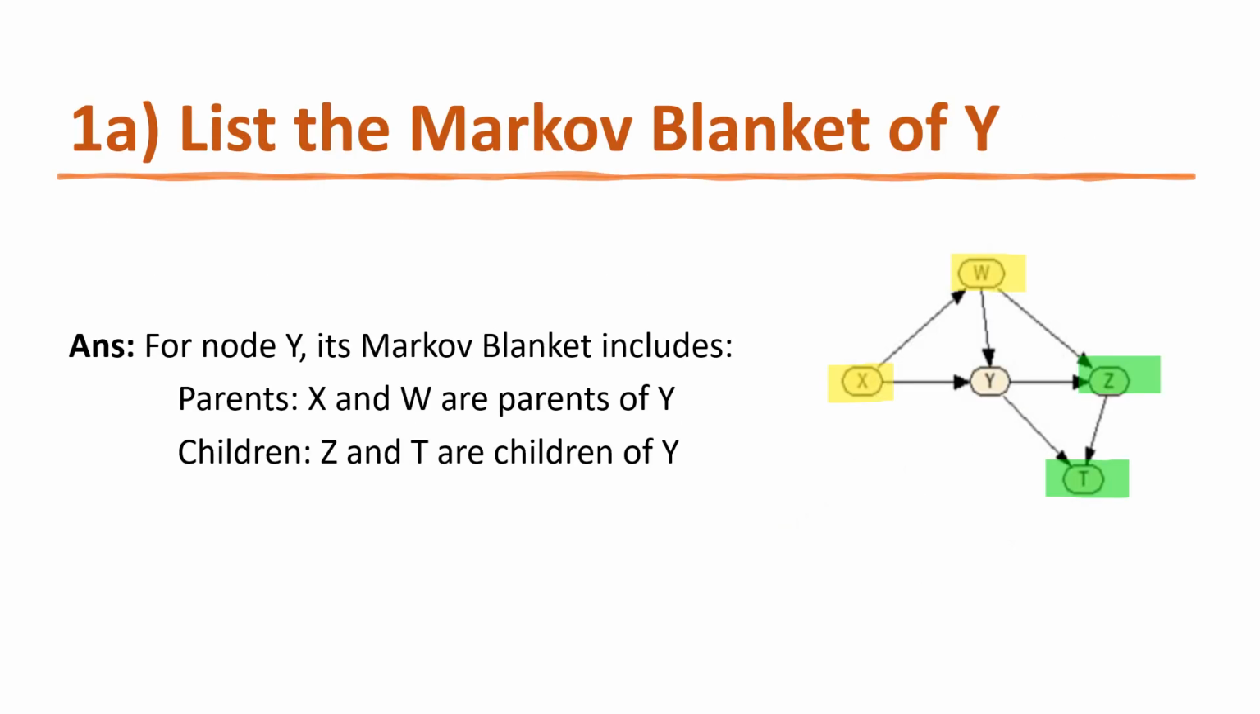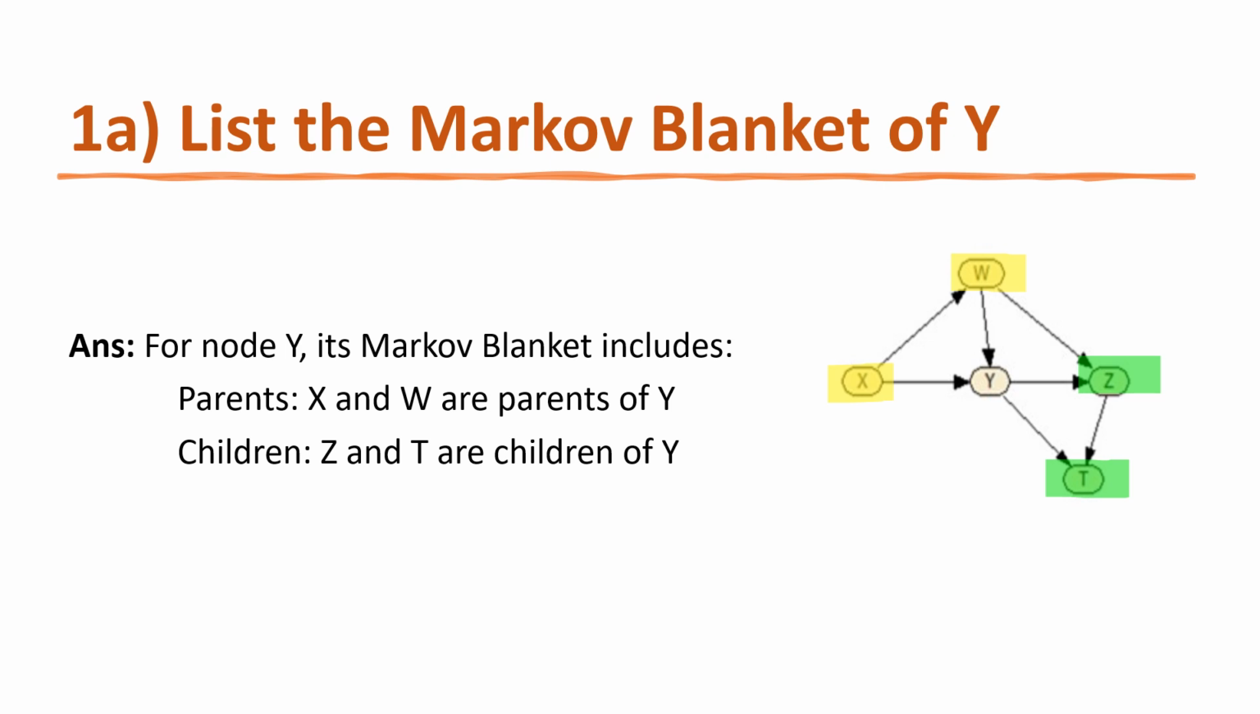So question 1a. List the Markov blanket of y. So for the node y, its Markov blanket includes its parents and children. So the parents of y are x and w, and the children of node y are z and t.